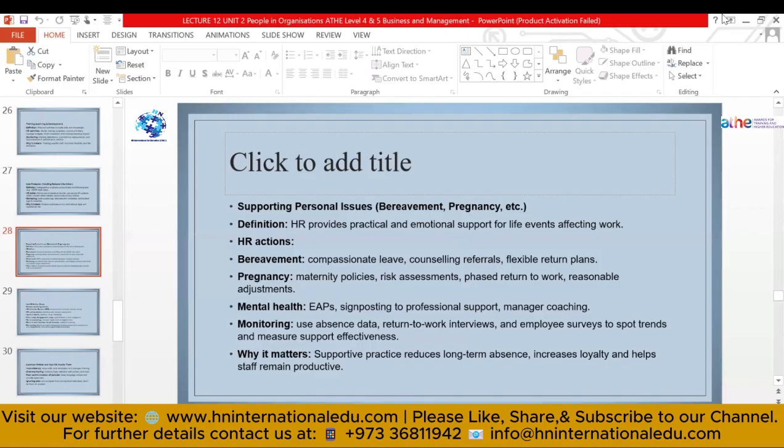And now, if you haven't taken leave for such a long period of time, then again, you need to give an interview so that we know that you are on track or not. Why it matters: supportive practice reduces long-term absence, increases loyalty, and helps staff remain productive. So these were all the points from your indicative content up to supporting personal issues.